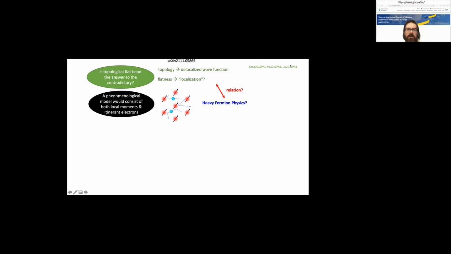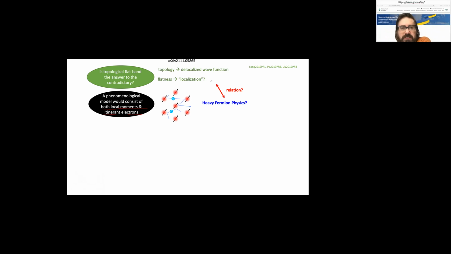Very good. Yeah. So indeed, this is important. You do have this localized, delocalized, contradictory picture even in the same sample. And if you were to take this at face value, then you would build a phenomenological model. Now, we're not going to build a phenomenological model. Everything is actually derived from analytics. But if you were to take this and try to build a phenomenological model, you would want to build a model consisting of both local moments and itinerant electrons.